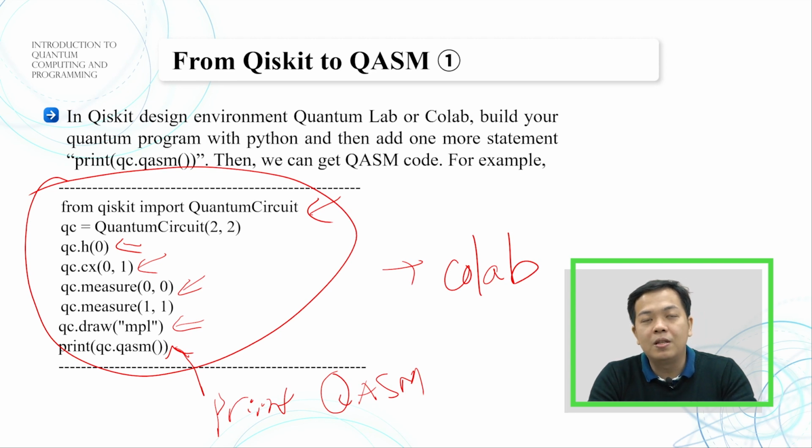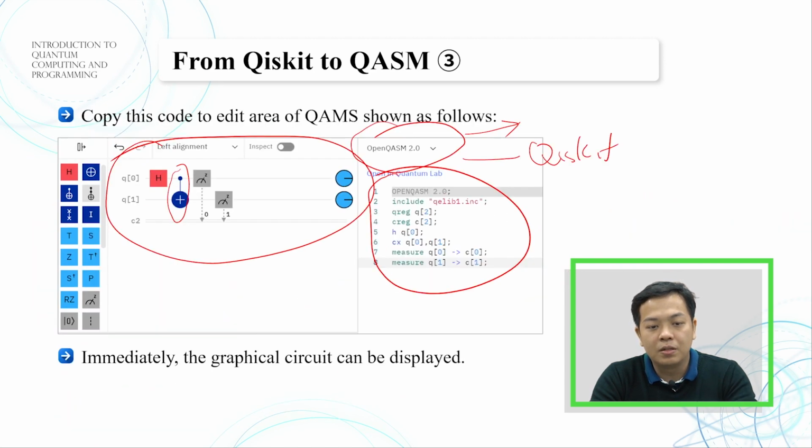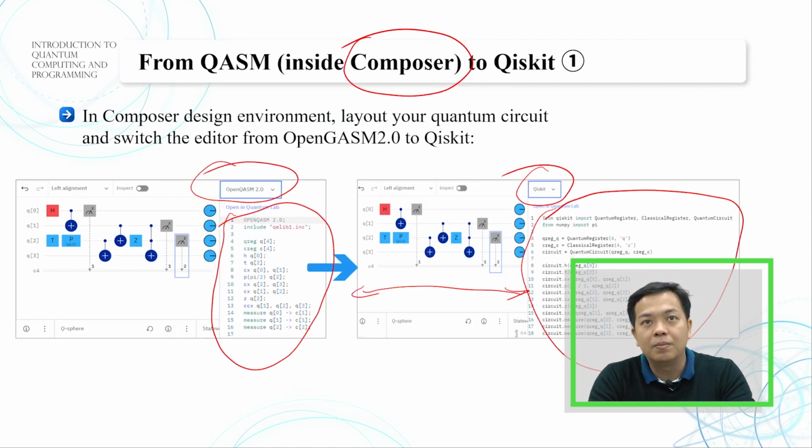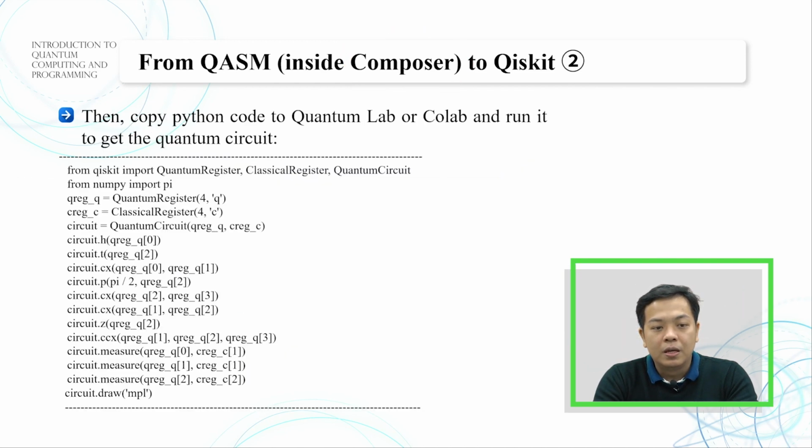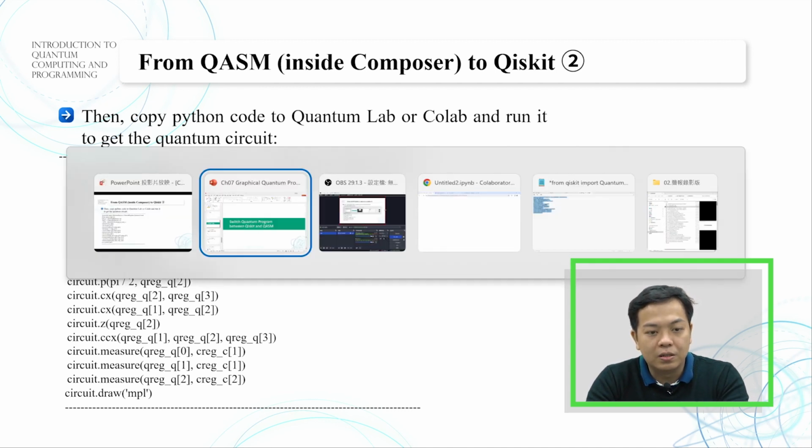In Colab, it's not a visual representation. In the Quantum Composer, it's more visual, and you can see very quickly. Afterwards, you can copy the Python code to the Quantum Colab and run it in the circuit, and you see the result is similar.